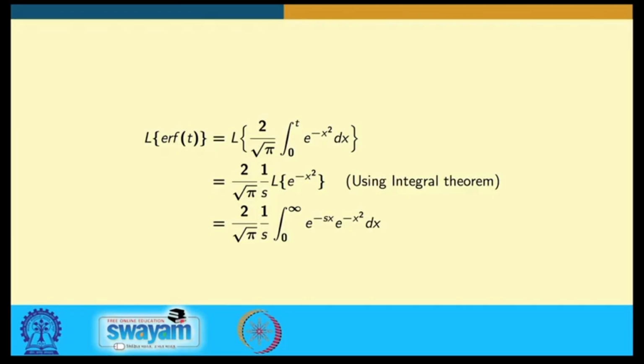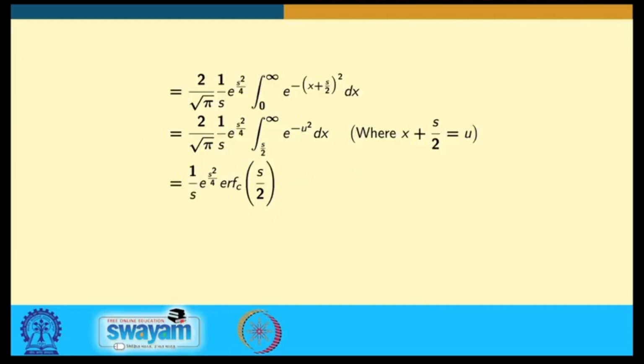So, whatever we are saying, the Laplace transform of ERF of t is the Laplace transform of 2 by root pi times this integral. From here I am obtaining 2 by root pi, 1 by s, integral 0 to infinity of e power minus s x minus x square. This I am writing in this form, which is nothing but the integral from s by 2 to infinity, and this equals 1 by s e power s square by 4 into the complementary error function of s by 2. So, the Laplace transform of ERF of t can be written in terms of the complementary error function, which is in terms of s by 2.